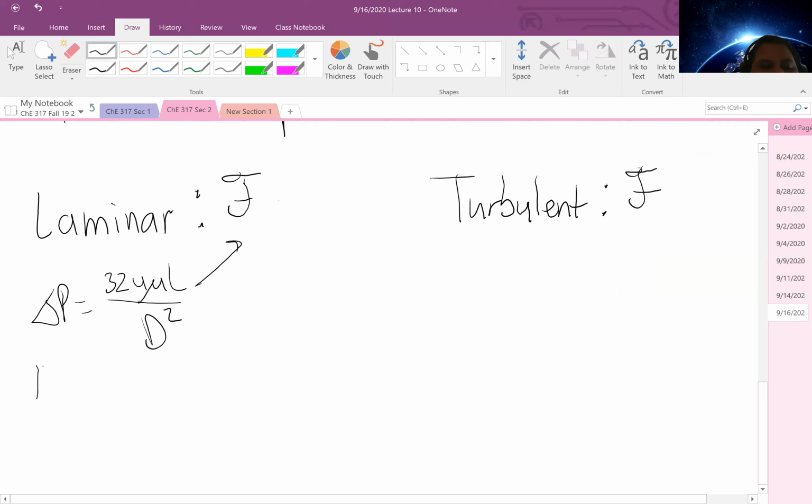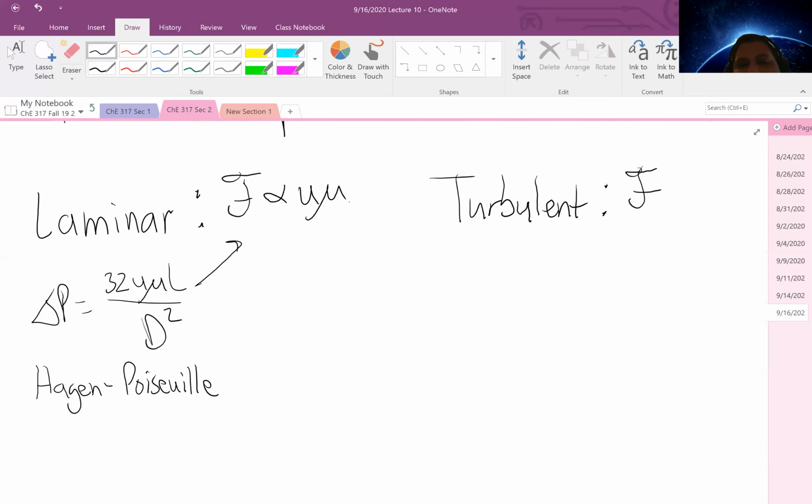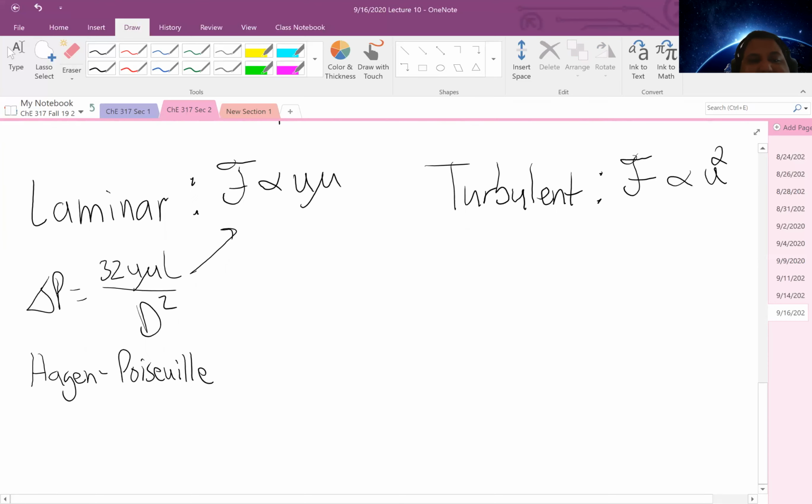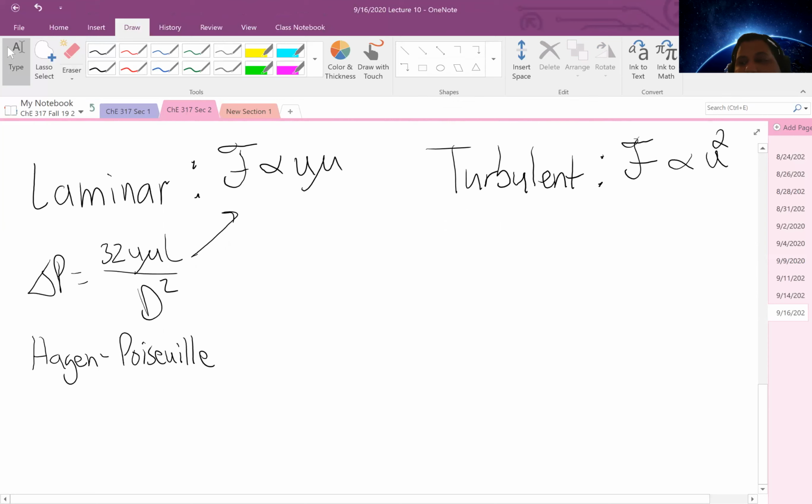From the Hagen-Poiseuille, we find that friction is directly proportional to fluid velocity times its viscosity. So there's a linear dependence in friction on velocity and viscosity. However, in turbulent flow, friction becomes proportional not only to velocity, but to the square of the velocity. Meaning changes in velocity or increases in flow rate have a much more dramatic effect on frictional dissipation in turbulent flow as compared to laminar flow.